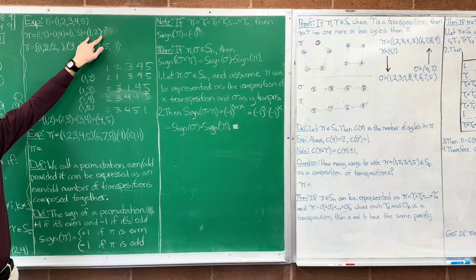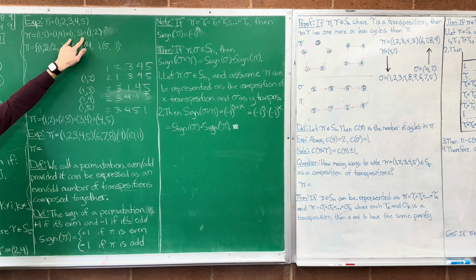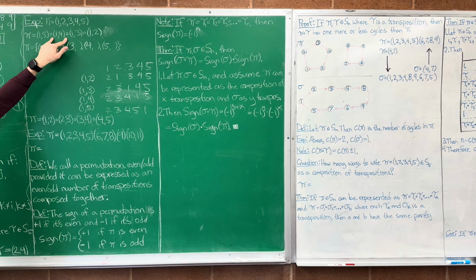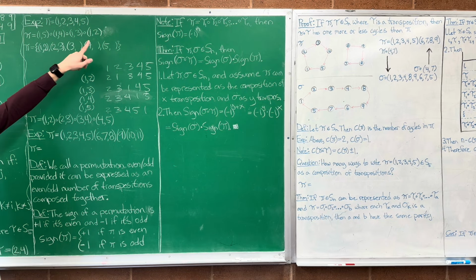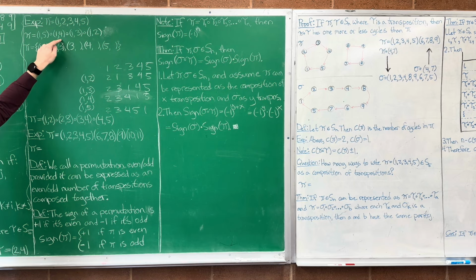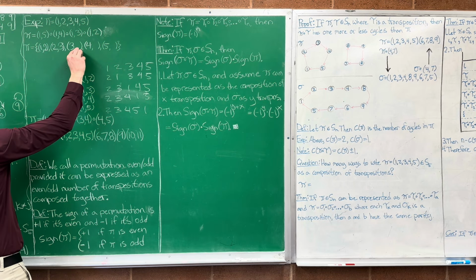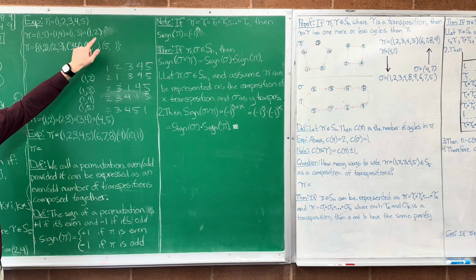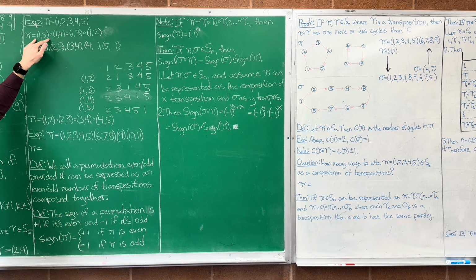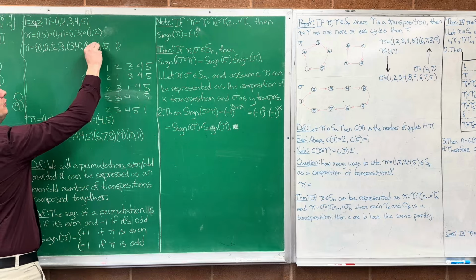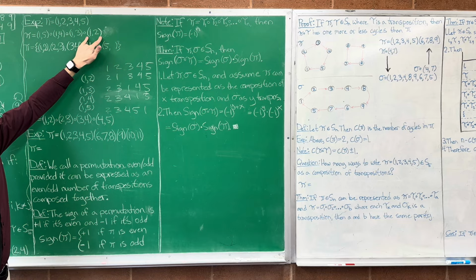What does this map 2 to? 1. What does this map 1 to? 3. What does this map 3 to? 3. What does this map 3 to? 3. And so when it's all said and done, 2 went to 3. Once again, what does this map 3 to? 4. And so 3 goes to 4. Plug 4 in. 5. Finally, plug 5 in. 1.